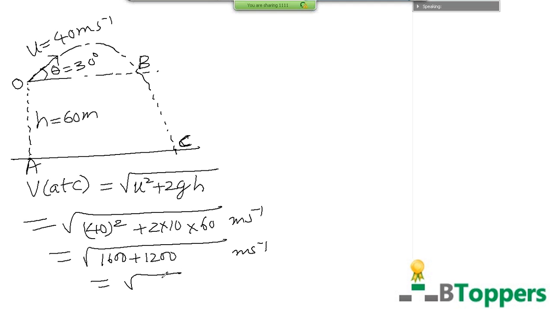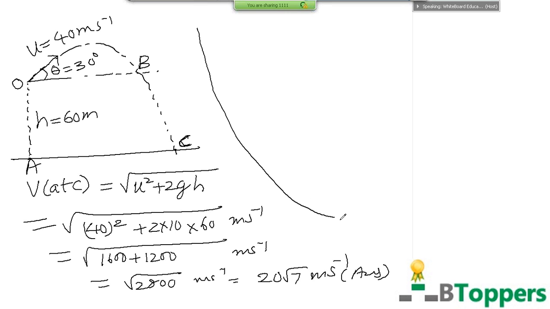So that comes out to be root of 2800 meter per second, that is 20 root 7 meter per second, which is the answer for the first part of the question. So if you were given this problem in an objective type paper, or multiple choice questions, or in any entrance examination, then you can directly use the conclusion I have given.